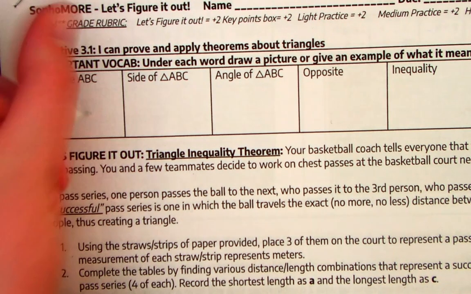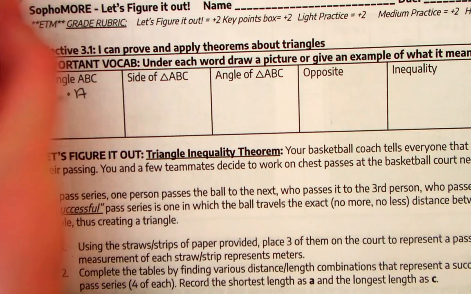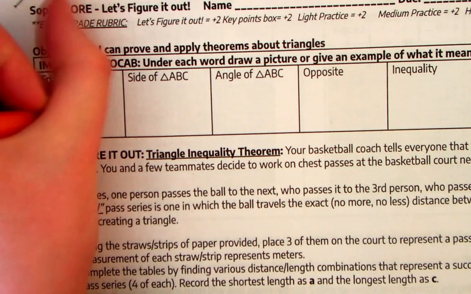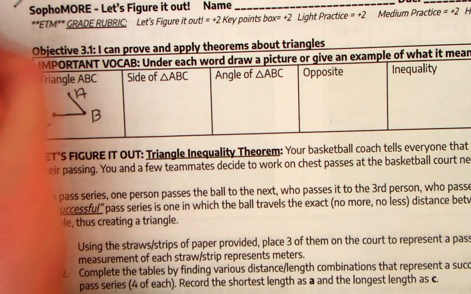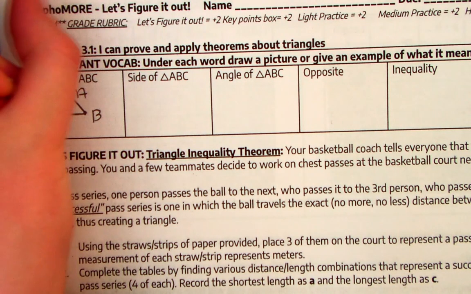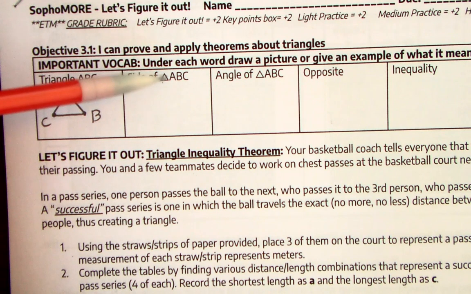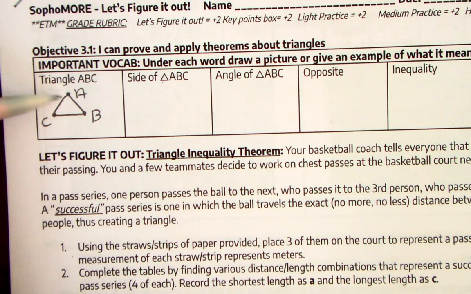So if we've got triangle ABC, that just means I've got a triangle that has a point A connecting to a point B, connecting to a point C, connecting back to point A. So it's a three-sided figure. And how we name it is just either with the word triangle or the triangle symbol, and then the 3 points that make up the vertices of the triangle.